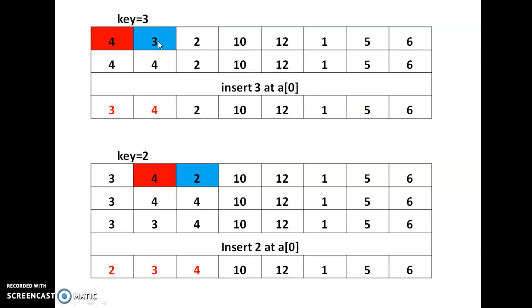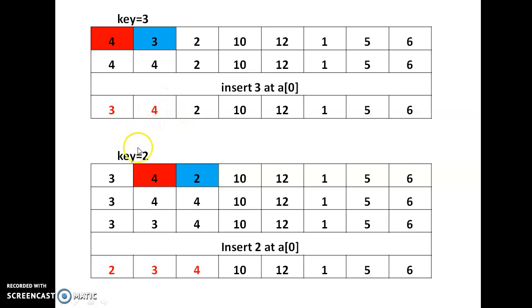3 is compared with 4. 3 is less than 4, so we push one element down such that the place is left free. That means 4 is pushed down. Next, there are no more elements to compare, so we stop at that position and insert 3 at the A of 0 position. Now the sorted list is 3, 4, and the unsorted list is the remaining elements. In the first pass, A of 1 is considered as the key and placed into its position in the sorted list.